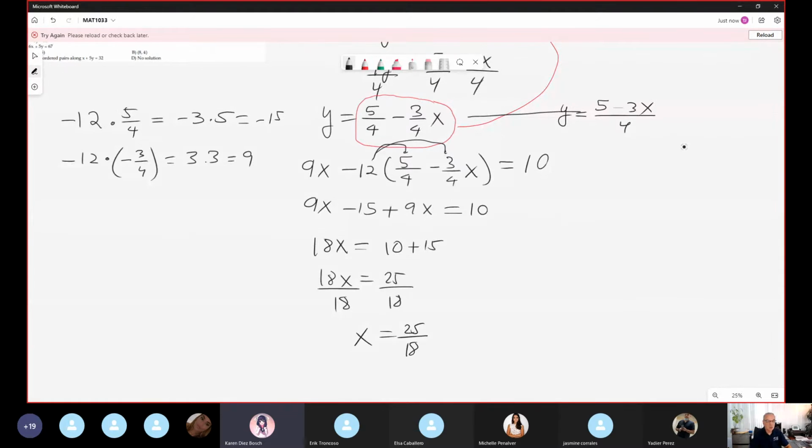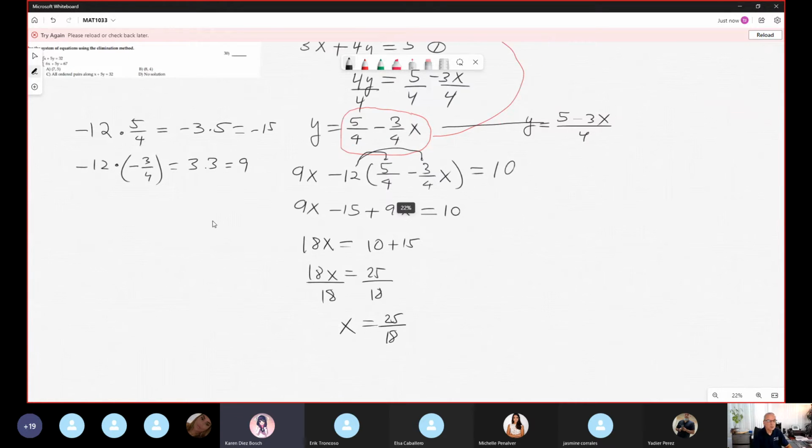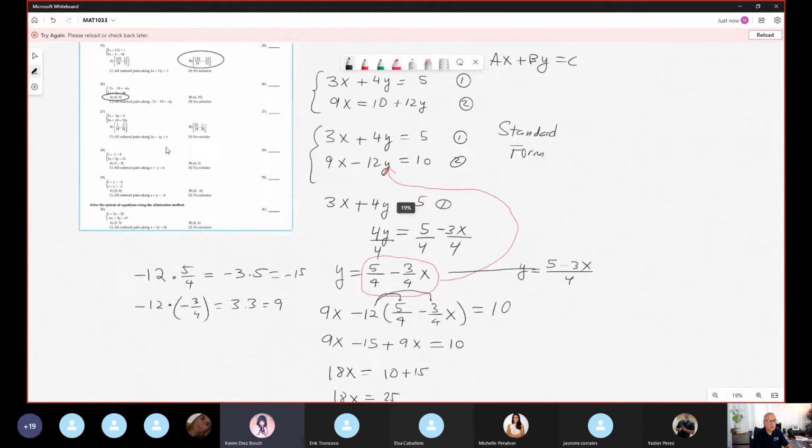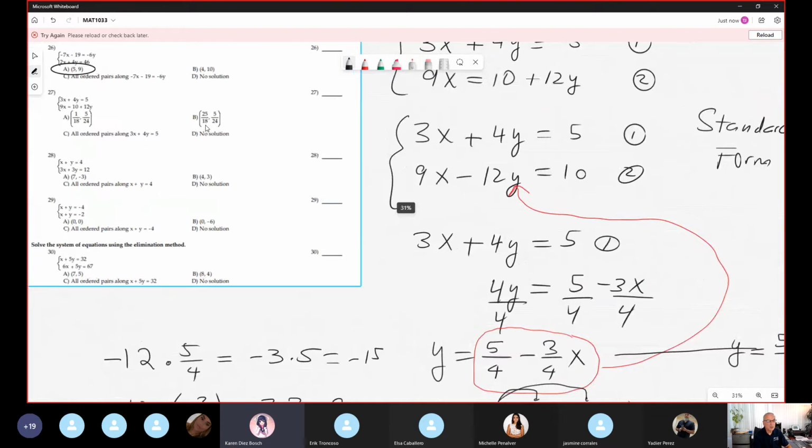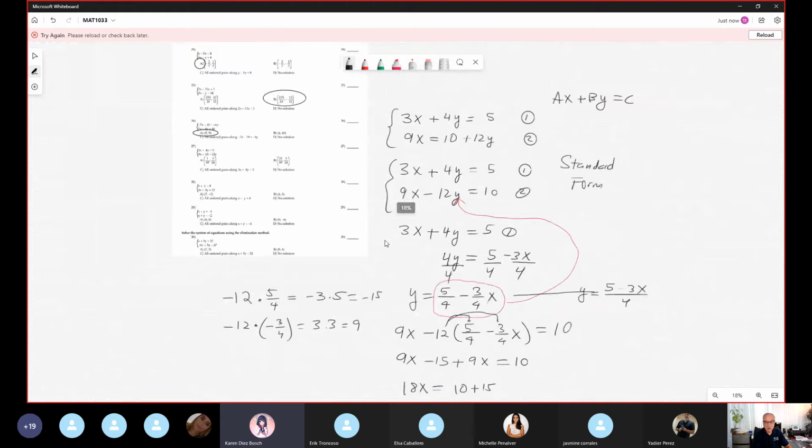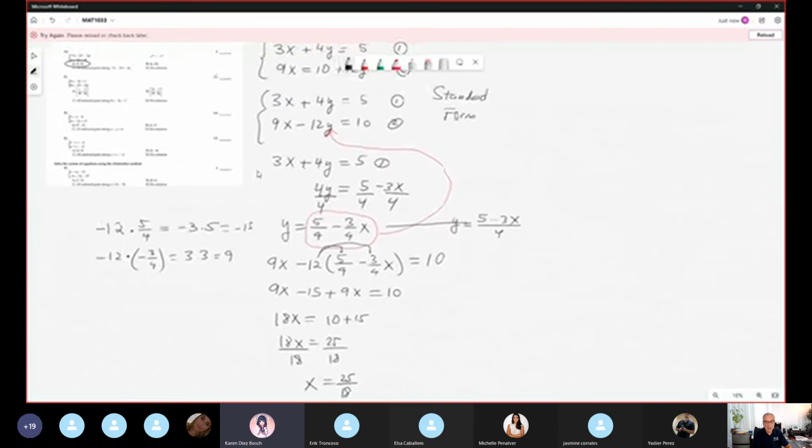Wow, it's weird. Let me check and see if it makes sense or not, this answer. Oh yes, look at that. 25 over 18, okay, cool. We're doing well. Okay, so now I need to find the y value. Substitute that value in this expression, obviously, right? Because y is equal to 5 over 4 minus 3/4 multiplied by 25/18.